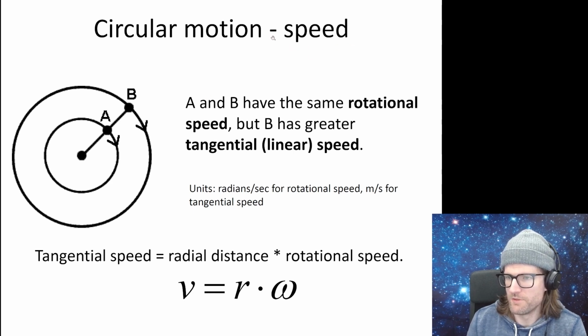Okay, circular motion, speed. A and B have the same rotational speed, but B has a greater tangential linear speed. So if this circle is rotating, A is moving slower than B because B is on the outside, but they are both moving at the same RPMs. Tangential speed is equal to radial distance times rotational speed. So B has a higher tangential speed because it has a higher radial distance, even though the rotational speed is the same as A.